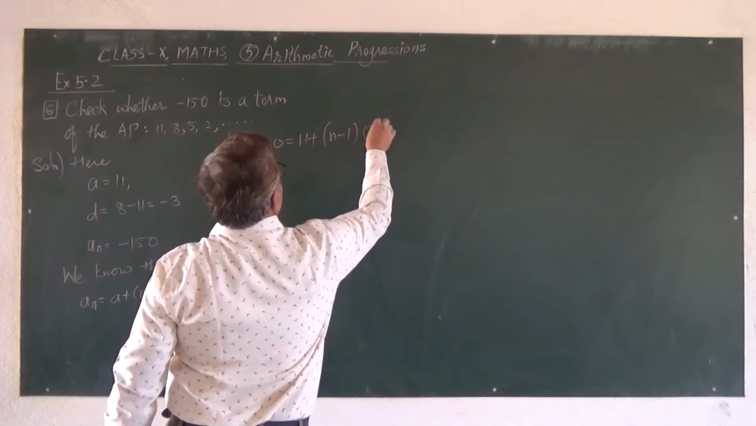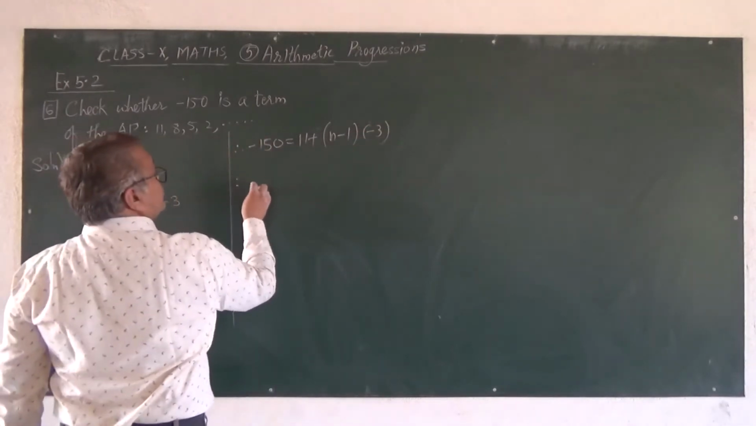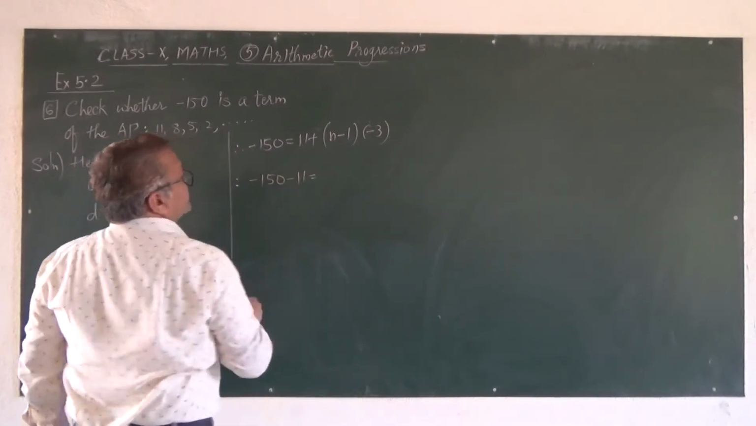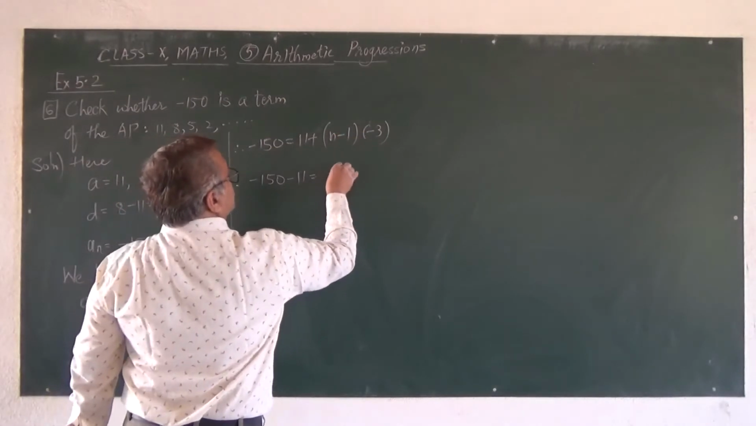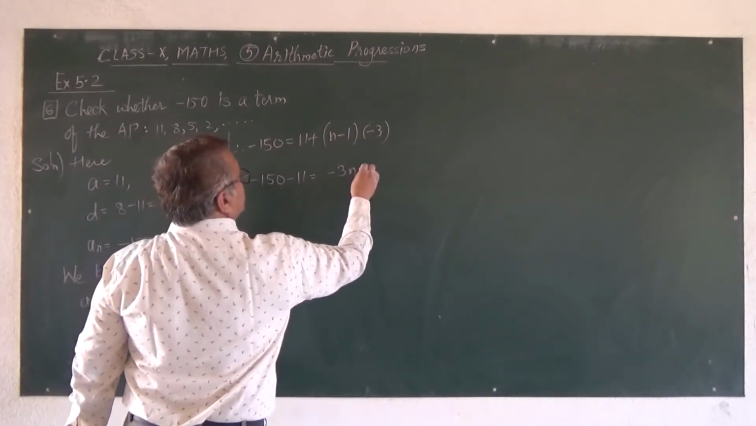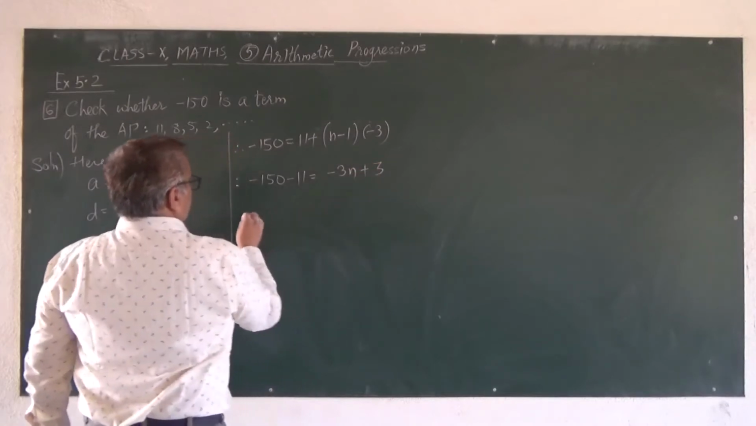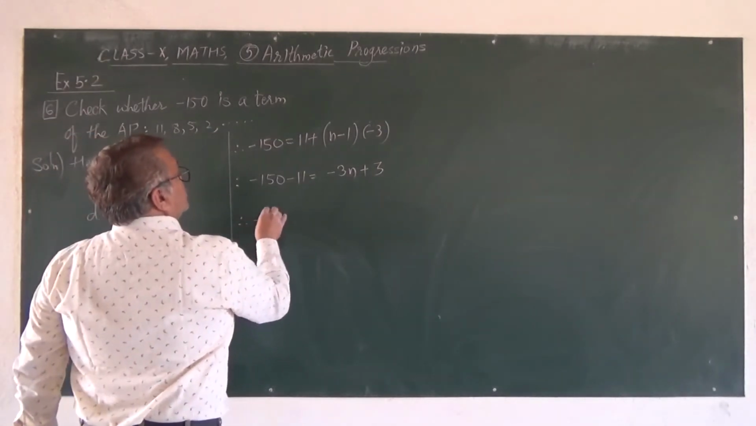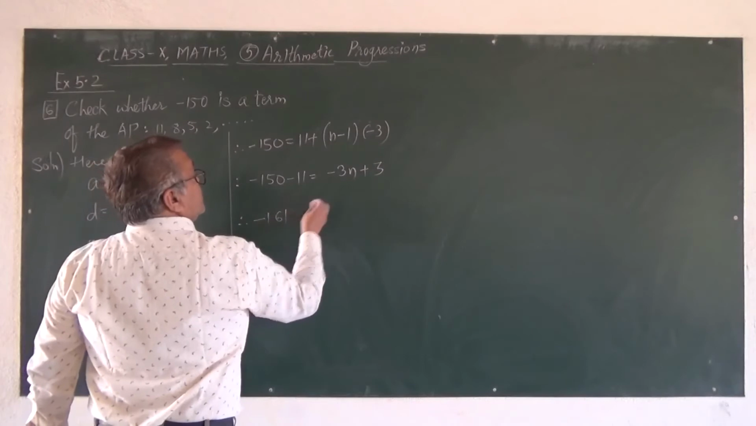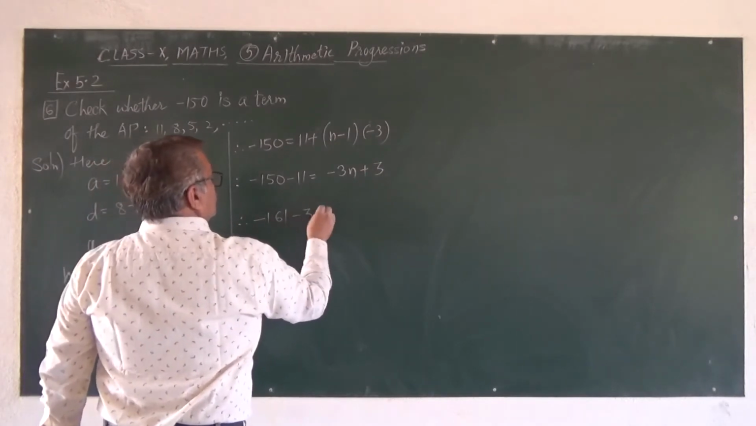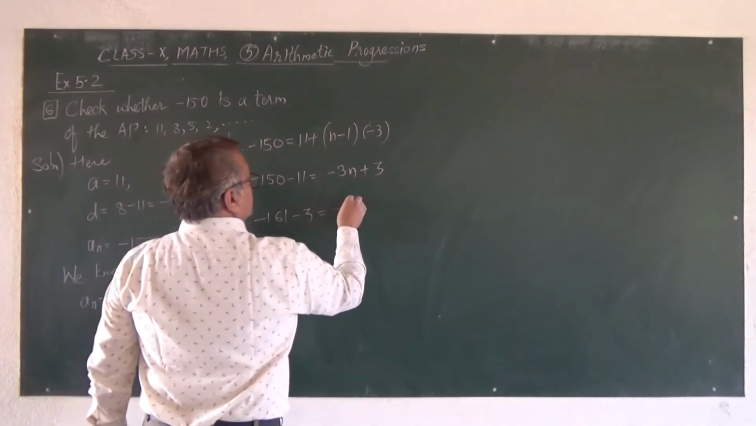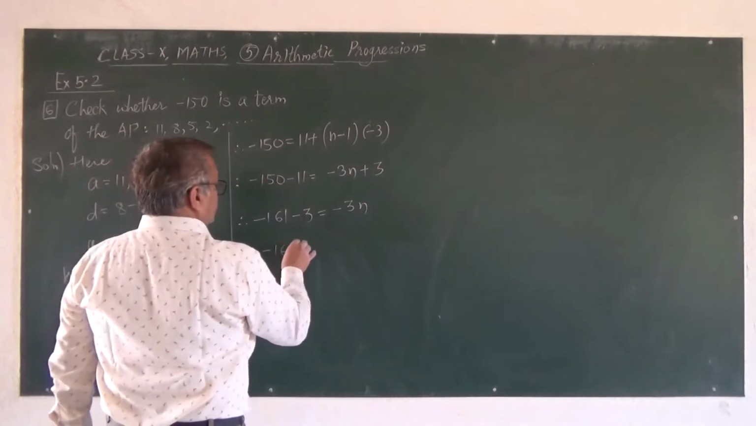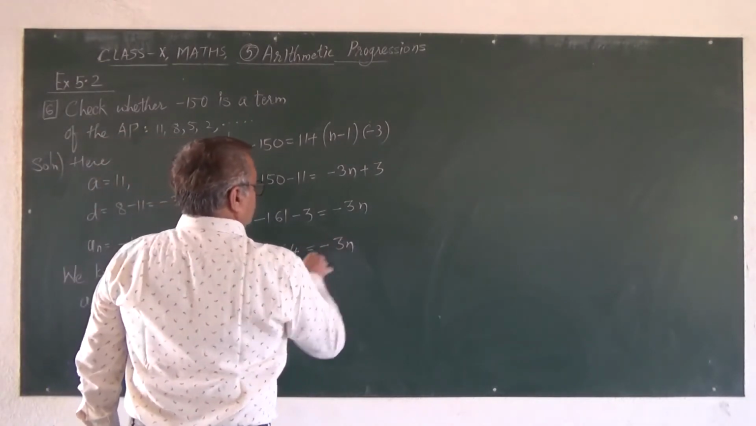D is minus 3. So minus 150. Take 11, transpose 11 to the left side, so minus 11. Minus 3 into this: minus 3 and minus 3 into 1, minus 1, so it is plus 3. Minus 150 minus 11 is minus 161. Take 3, transpose this side, so 3 becomes minus 3 and minus 3n. So minus 161 minus 3 is minus 164, equal to minus 3n.